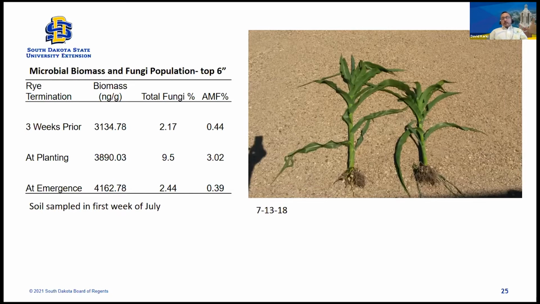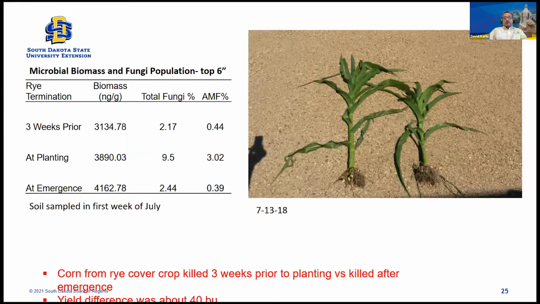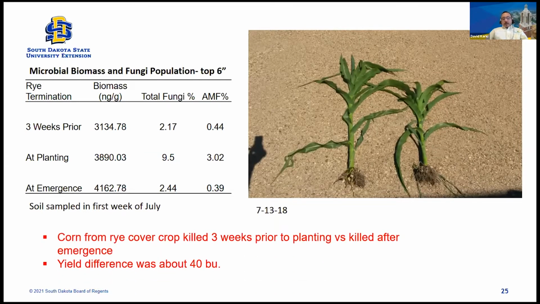So that's something to think about. Rye does help improve microbial biomass, but at the same time, it's going to hurt your corn yield so much that we don't suggest you do that. There is about a 40 bushel difference between the field where rye was killed 3 weeks before planting corn versus when we killed rye after corn had emerged.